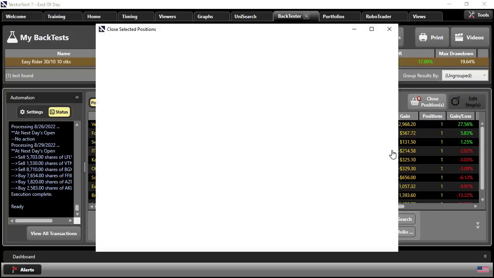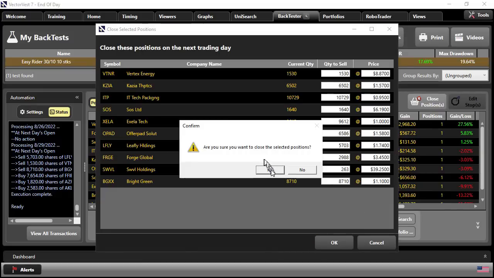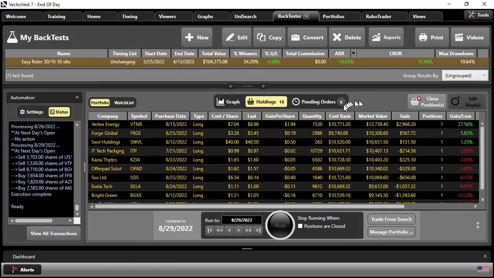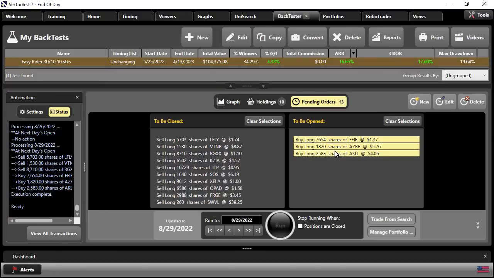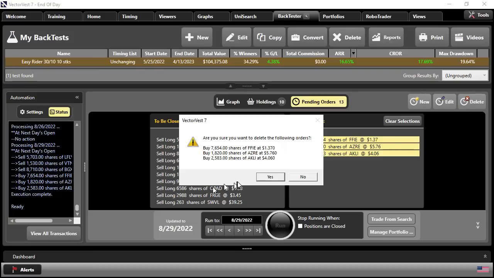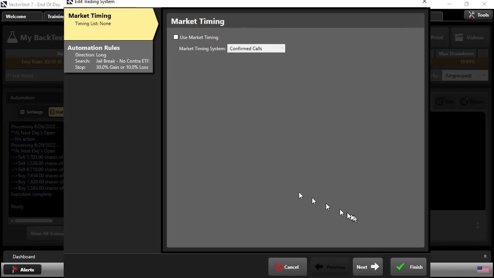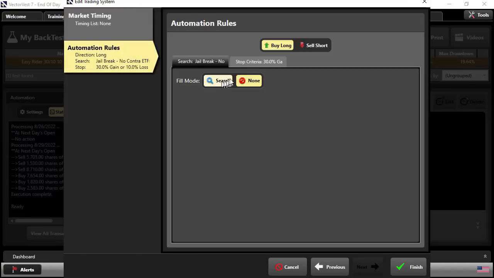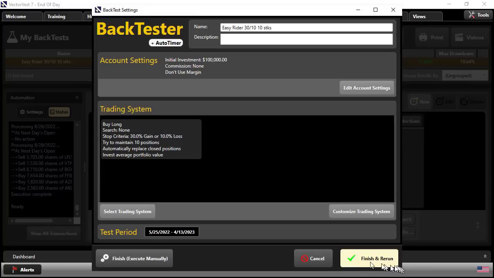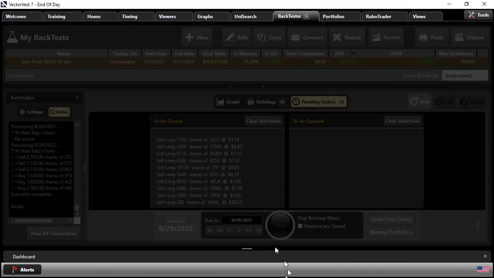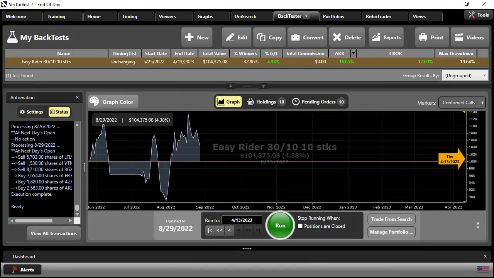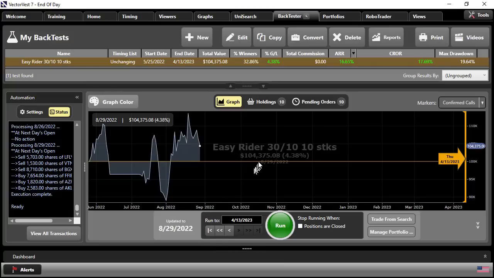I'm running through this a couple of times just to give you the muscle memory here. Wait for that to update. Pending orders. Click there. Delete all the new purchases, and turn off automation. Confirm it says none. Back into our test, and let's advance to our next signal date, which was October 26th.